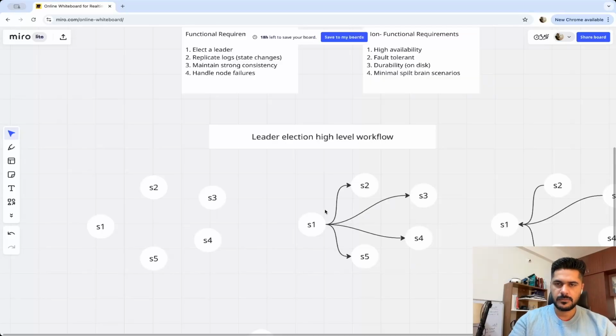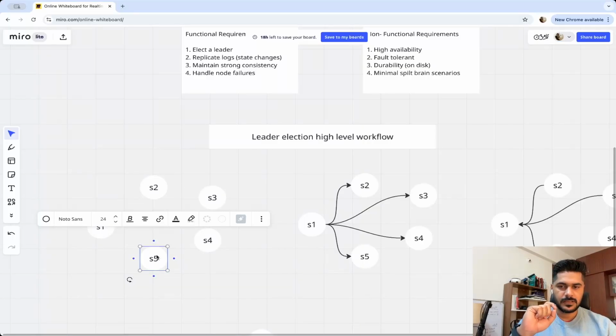Okay, let's talk about the first functional requirement, which is leader election. Let's see at a very high level how exactly it happens. Consider this a beginning state, or this state can occur at any point in the life cycle of that particular system. So all the nodes right now are followers.